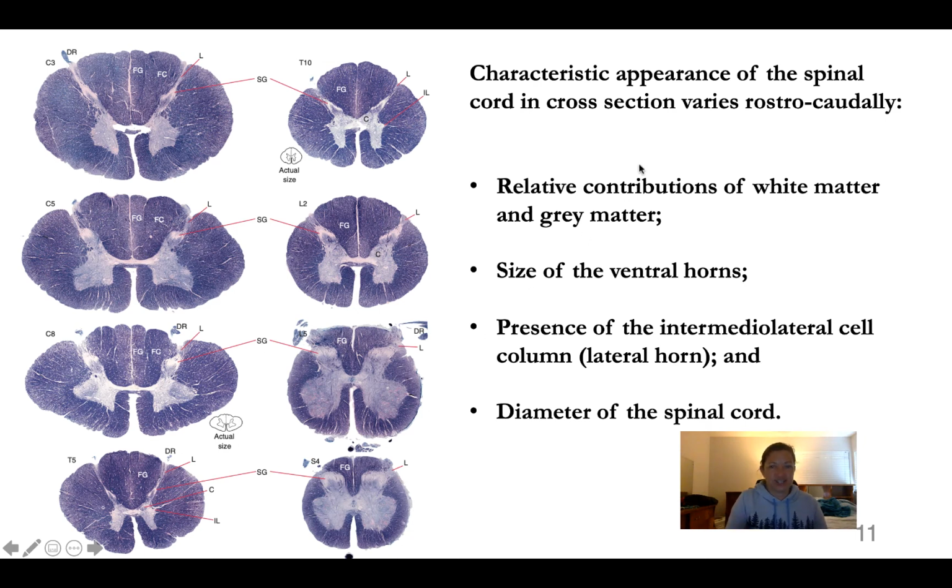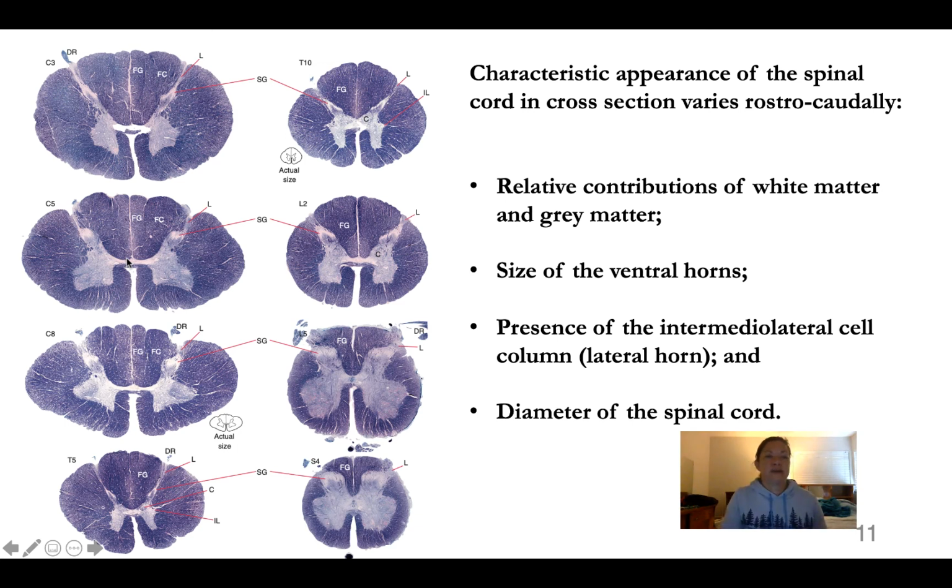Now, in addition to just size, the relative contributions of white and gray matter change. So this is a white matter or myelin stain. So the white matter is dark, the gray matter is light. And you can see that in the enlargements, the gray matter is large, right? So here at L5, for example, there's a lot of gray matter. And similarly at C5 and C8, the gray matter is kind of large.